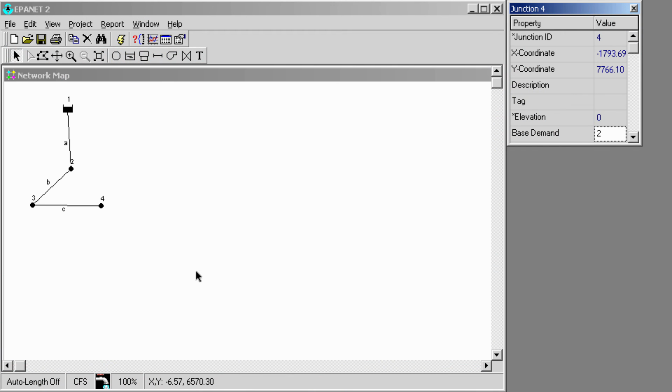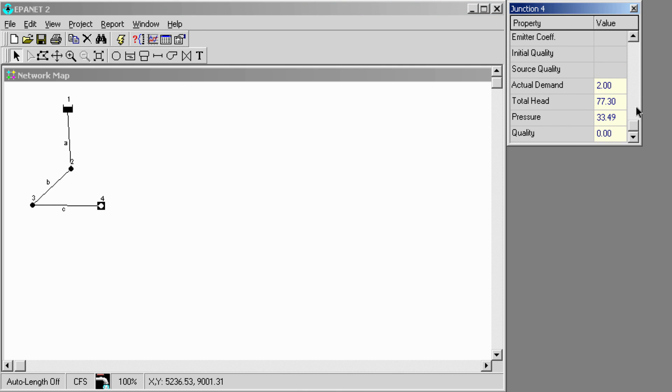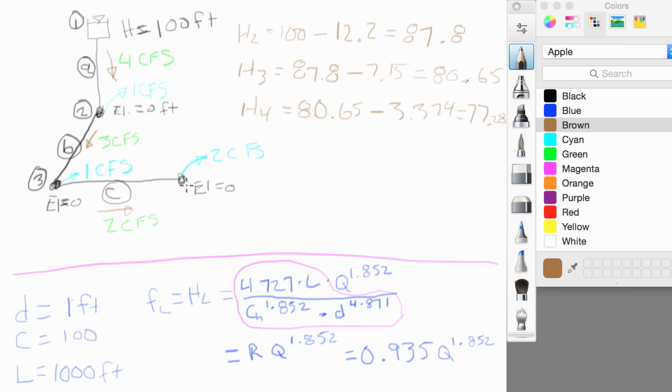Again, back to EPANET, I've added pipe C and node 4, and we see that I've added the base demand of 2 CFS. We'll go ahead and run that, and we'll see for node 2, the new head is 87.82. For node 3, 80.67. Node 4, 77.30.